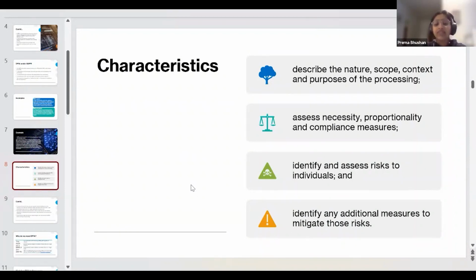And then at the end, if there is some residual risk, you mention that this is the residual risk and we are accepting this risk, and we're going to move forward with it.